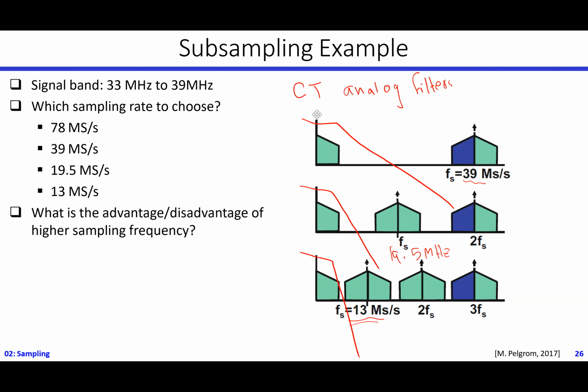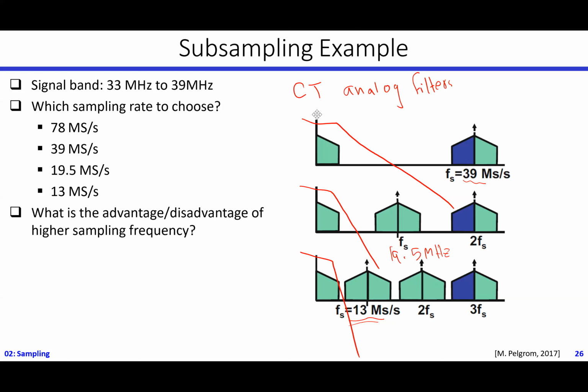If we select 39 sampling frequency, we can select an analog filter of lower order. If we select 13 mega sample per second, we need to select an analog filter of higher order. Yes, exactly. The reason is correct, and the answer is also correct.